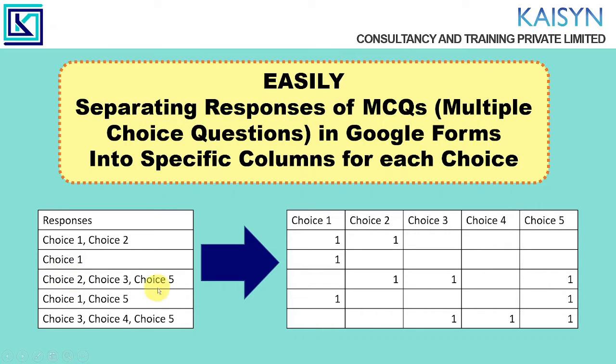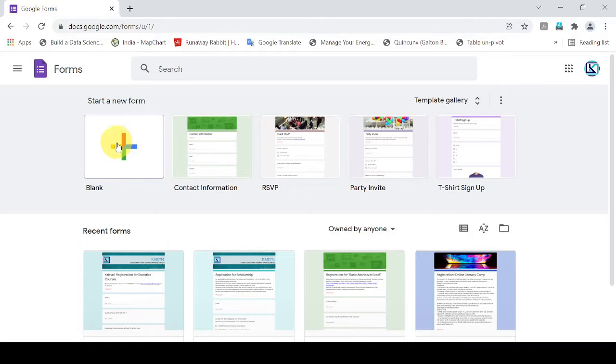If you see here, the third response has choice 2, choice 3, choice 5, and I don't want them to come one after the other basically. So I want choice 2 in choice 2's column, choice 3 in choice 3's column, choice 5 in choice 5's column. So I want each of my choices to come in their particular column. So that's basically what we're trying to do here.